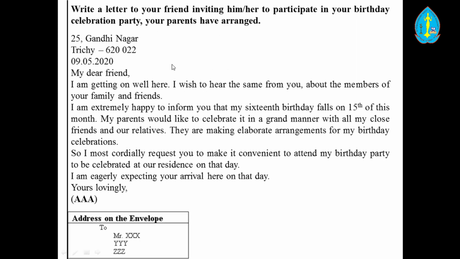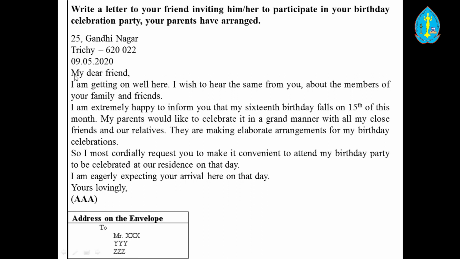This is the question: write a letter to your friend inviting him or her to participate in your birthday celebration party which your parents have arranged. Alright, so I have mentioned here 25 Gandhinagar, Trichy. Instead, if you wish, you can mention that as 25 Gandhinagar, Bangalore, as you wish. That's not a problem. And it is followed by the date. So remember, I have drawn a line here. It means it's a margin, and I have written everything near the margin, that is the left hand corner.